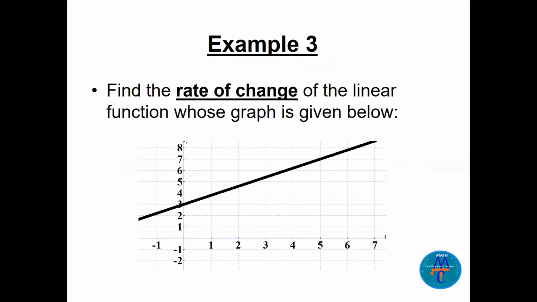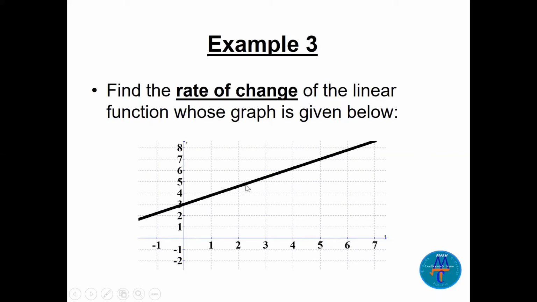Now, if you have a graph here, and we need the rate of change of this linear function, we know this graph is a straight line. So how do we find the rate of change? As if we are saying, find the slope. So you have to pick 2 points from here, very clear points. Don't take points that are not clear.